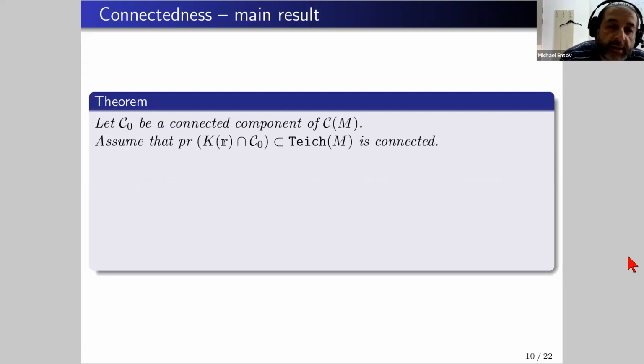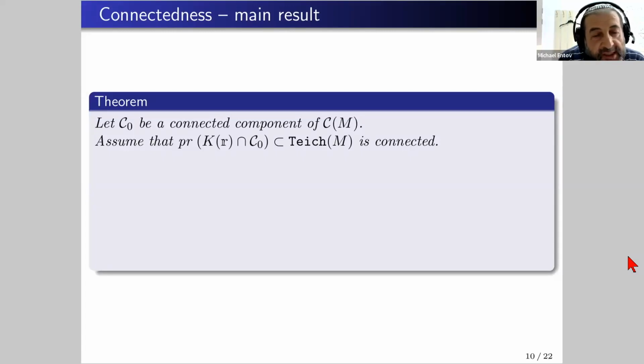So here I start with the following. I pick a connected component of the space of all Kähler-type complex structures. And I assume that when I take the set K of R that we've seen before, intersected with this connected component and projected to the Teichmüller space, the resulting set is connected. So let me recall again what is this K of R intersected with C naught.